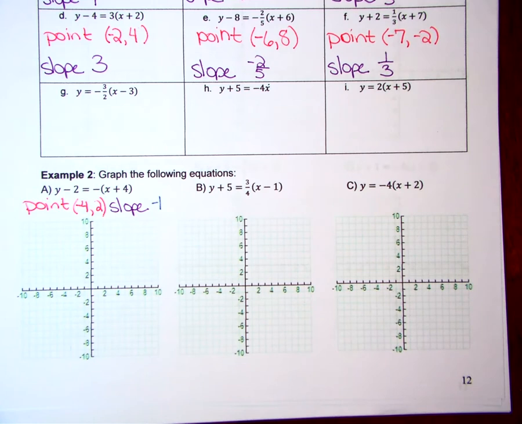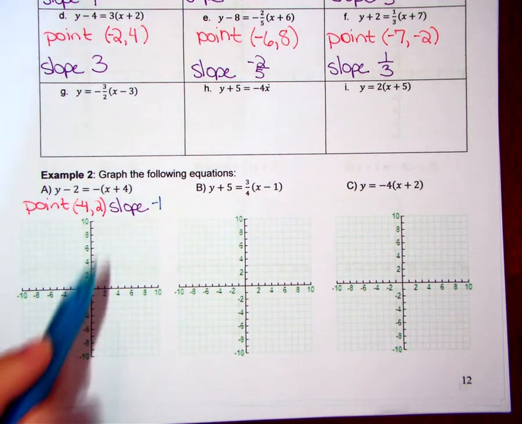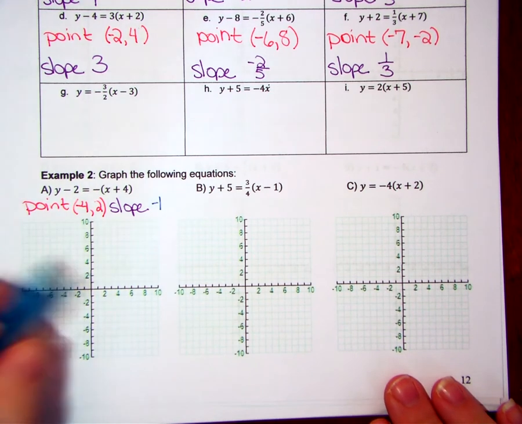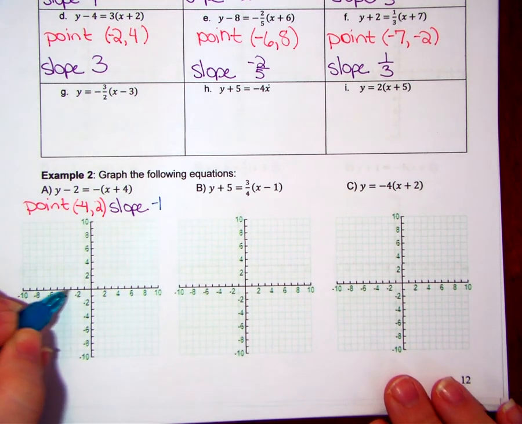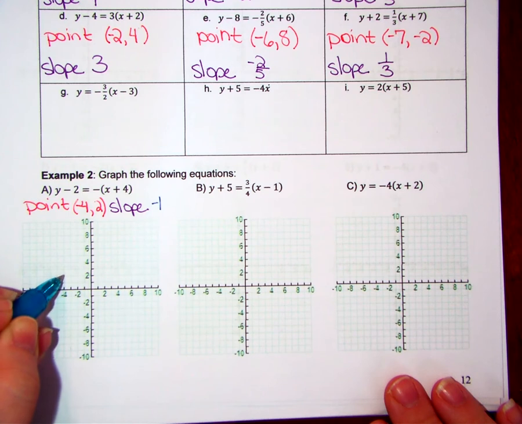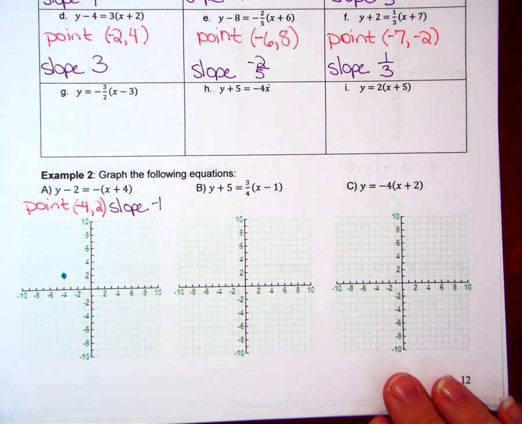Once we have our point and our slope, we can start graphing. Just like when we graphed slope-intercept form, we had a point that we started off on, and in that example it was a y-intercept, and then we counted our slope rise over run. Well, in this case, instead of being given a y-intercept, we are given a point to start at, negative 4, 2. So negative 1, 2, 3, 4, up 1, 2. There's my point that I'm going to start at.